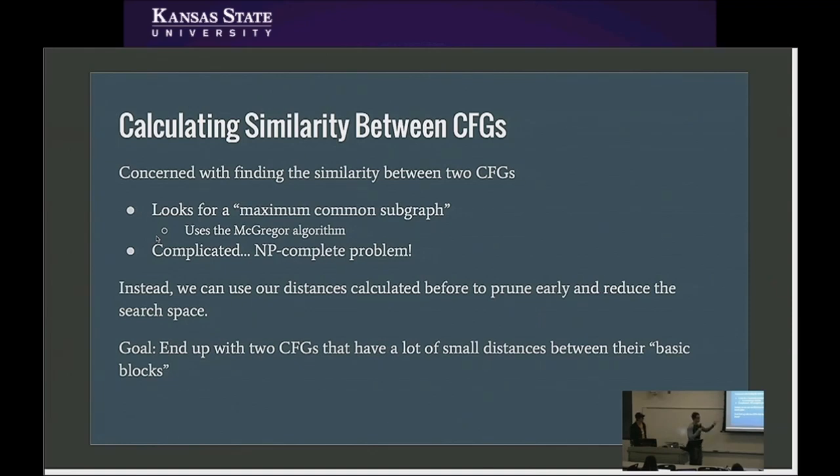But luckily, the reason why they use those numerical features was so that you can prune out all of the CFGs that make it not a candidate anymore. So it becomes much easier. And so our goal is to end up with 2 CFGs that have a lot of small distances between the basic blocks that they're made up with.